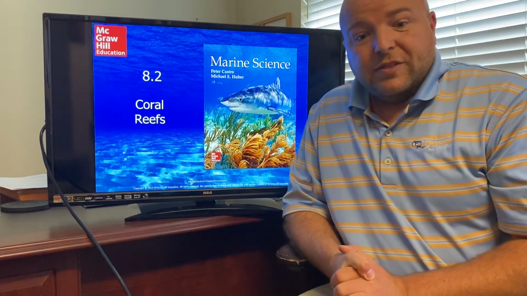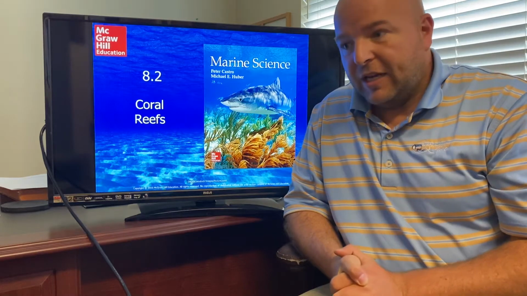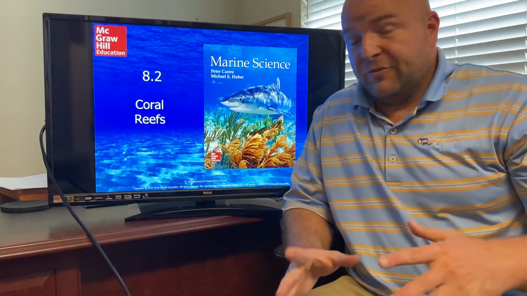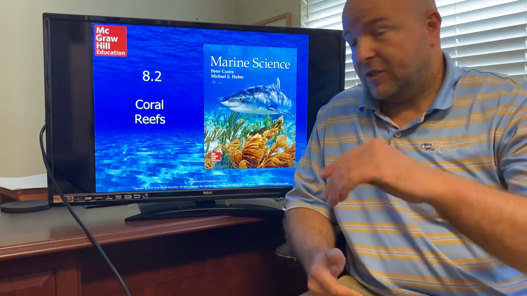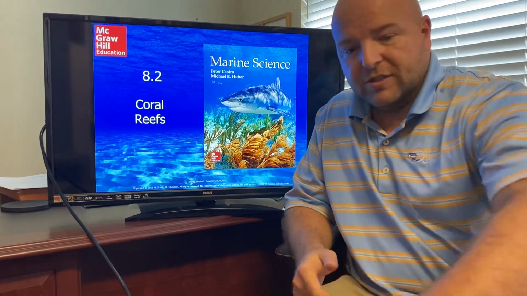8.2 coral reefs, what we're going to be looking at today. Remember, Unit 8 is all about different marine ecosystems. So we're going to focus on coral reef ecosystems for today.